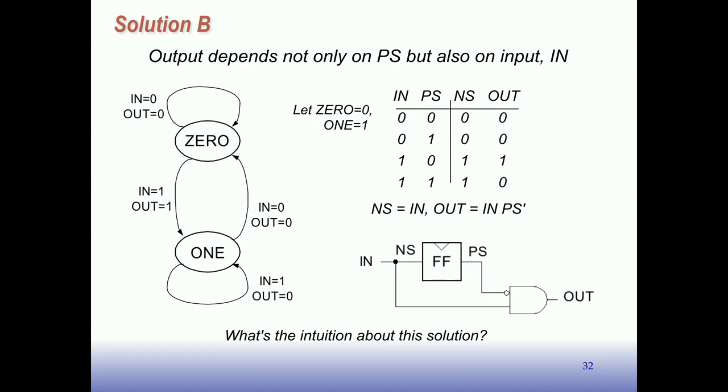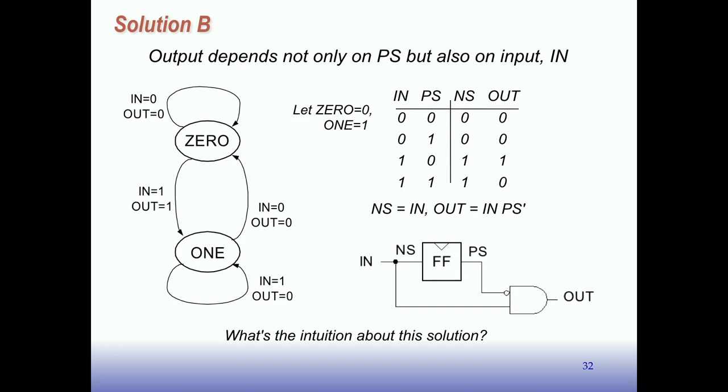Right. So we can encode this as follows. Now, since we only have 2 states, I need only 1 state bit. So we let the 0 state be represented by 0, the 1 state represented by 1. You can fill in this table. Here's the next state function here, and here's the output function. So the next state function is exactly in, and out is in ANDed with present state prime. So we get a circuit that looks like this, which is a lot simpler.